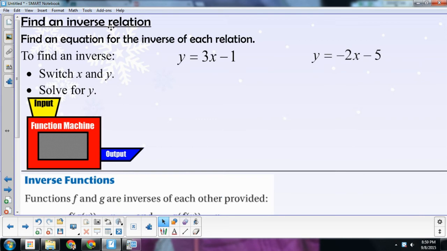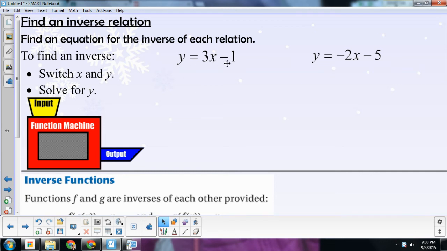Now, to find an inverse relation, we're switching the domain and the range. We're switching the inputs and the outputs. So a simple way to put it, and again, this is slightly different than the way your textbook talks about it, the way that I believe is easiest to do it is, when given a function or relation, you switch x and y, then solve for y. That's what I would do to find an inverse.